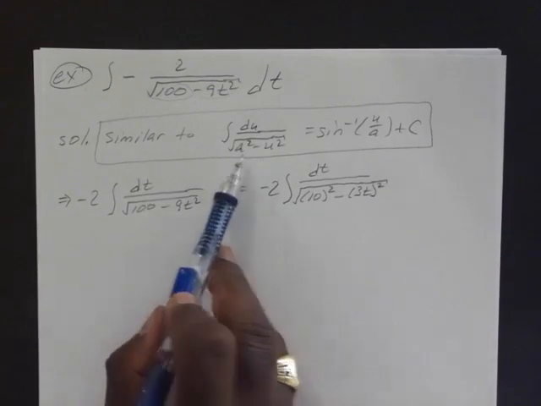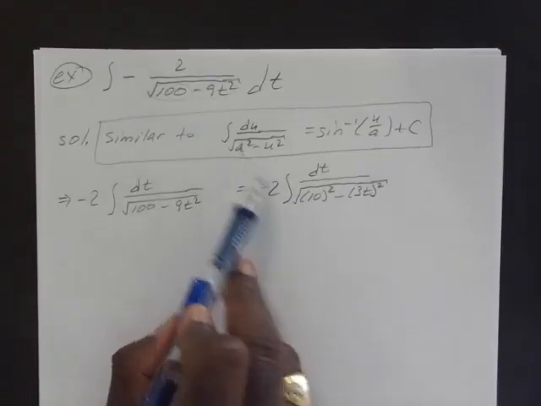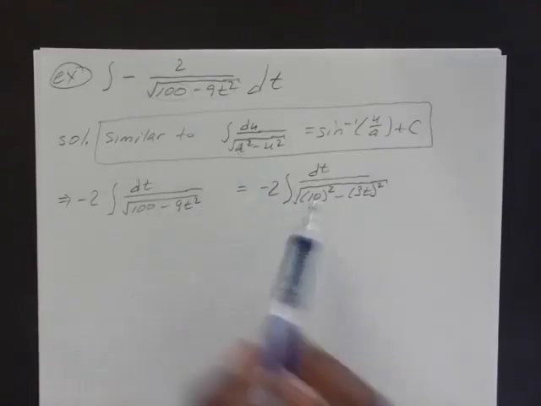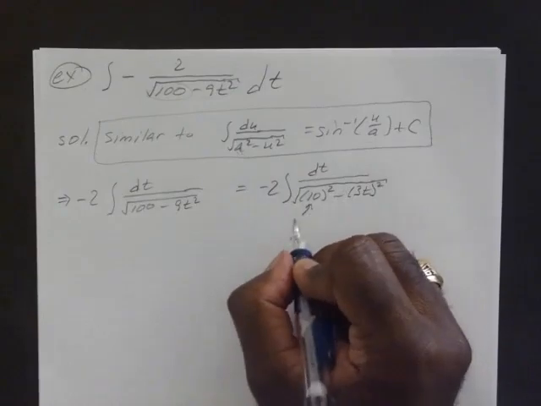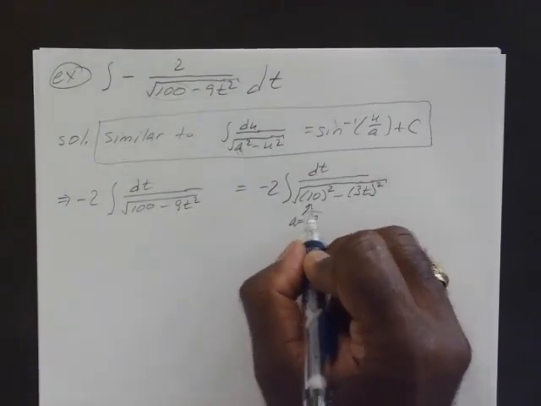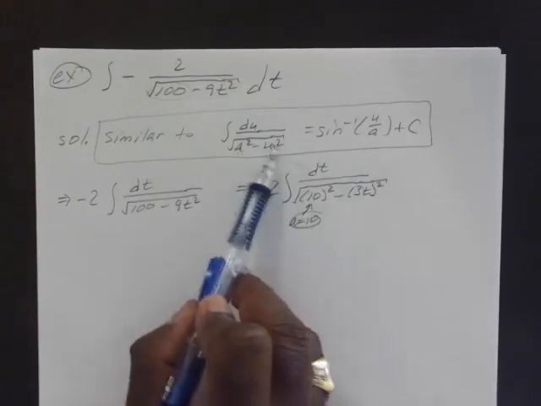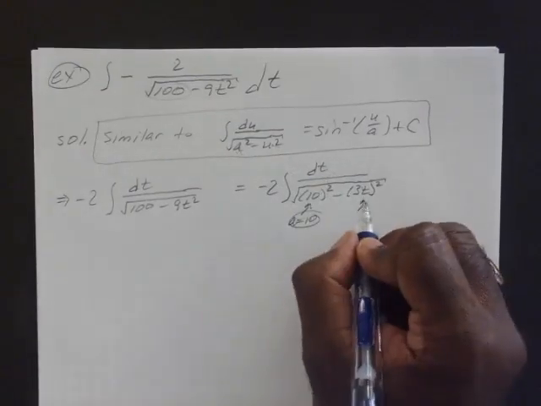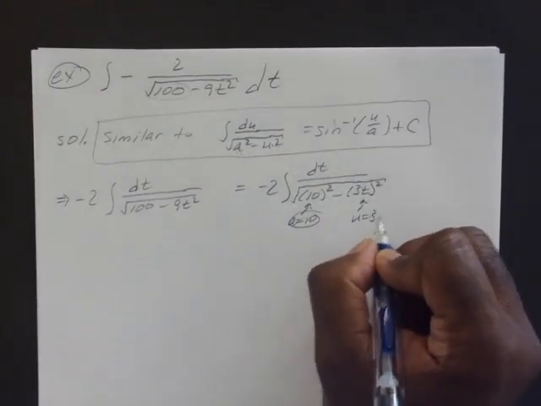Okay, so again, if you match it up to the formula, we can see that our a would equal 10. And if we match it up, we can see that our u is equal to 3t.